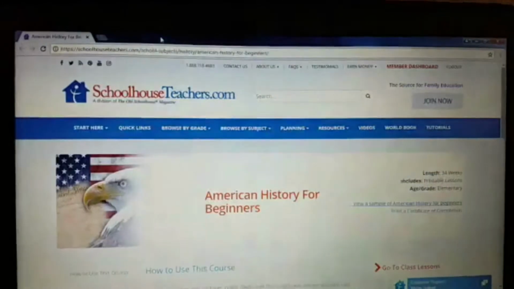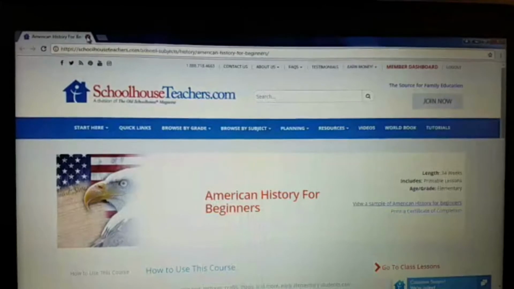There's a map that may hold a clue to what happened to the lost colony. So they have a little reading program, but then there's some activities to do with it for your first grader.